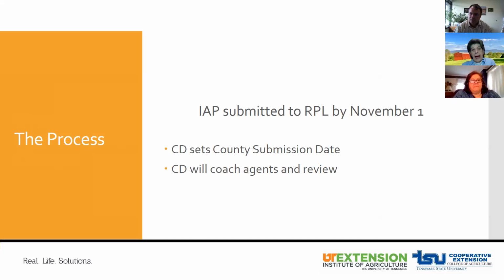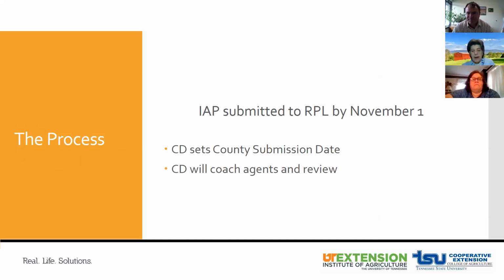So, the process is the same as before: you work on your plan and submit it to the county director. They should set a date. And then we're asking the county directors to get the plans to us by November 1, if possible. There was a checklist. I know the checklist went out. That was in Ty's email last week, I think, right, Ty?